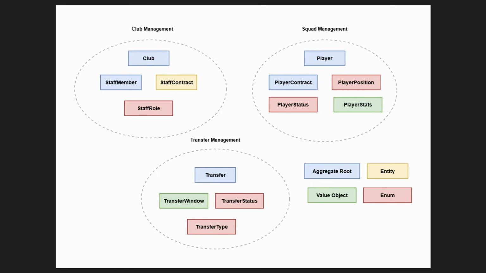A value object is something that has no identity. They are called value objects because the only thing that matters is the values they have. If we have two value objects with similar values, they will be considered equal. In our domain model, the player stats and the transfer window are examples of value objects.